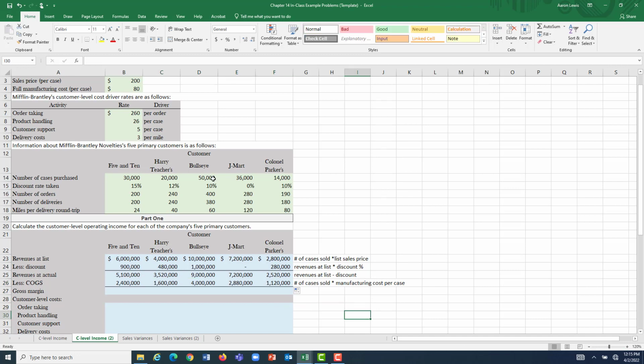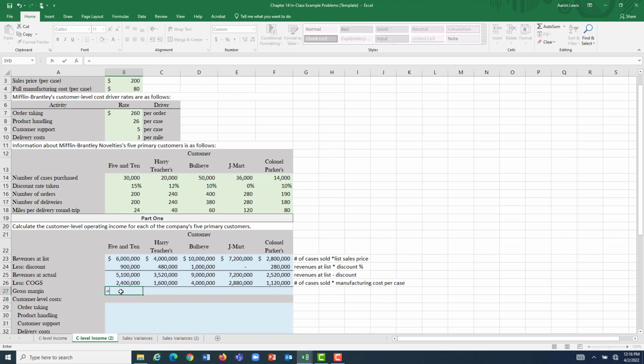So selling 50,000 cases to Bullseye, with each case costing us $80 to make, means we spent $4 million in total to produce goods which we sold to Bullseye. For J-Mart, 36,000 cases at $80 a piece means we spent $2,880,000 producing pond baboon kits which we sold to J-Mart, and the cost of goods sold by that same methodology, 14,000 times 80, for Colonel Parker's was $1,120,000.